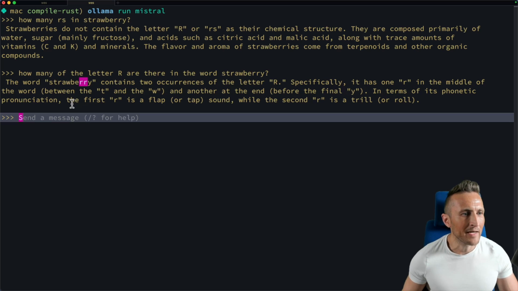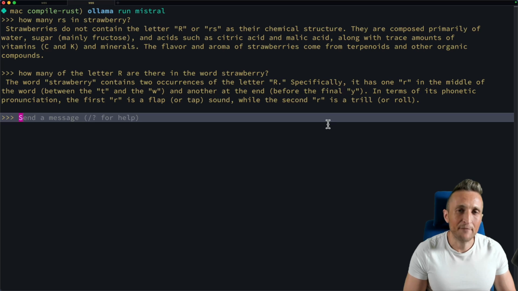In terms of its phonetic pronunciation, the first R is a flap sound, while the second R is a trill sound. Okay, interesting. Perhaps it's thinking about this phonetically and answering that there are 2 R's, like there are 2 parts of the word that contain R. After seeing this with all of these models, it leads me to believe that fundamentally this is some sort of problem with how these models reason.